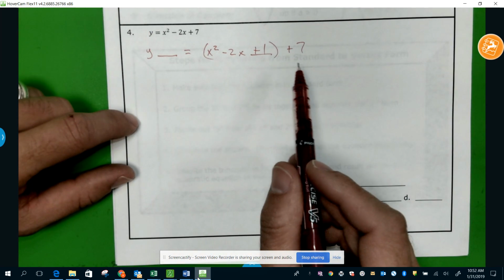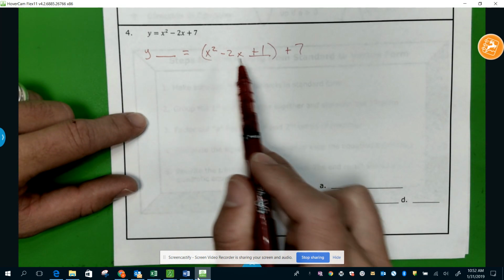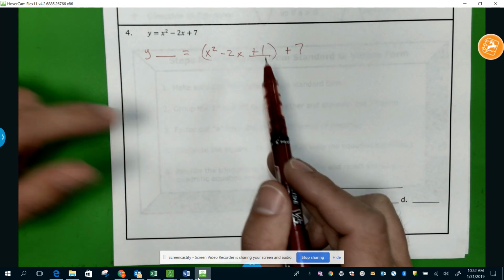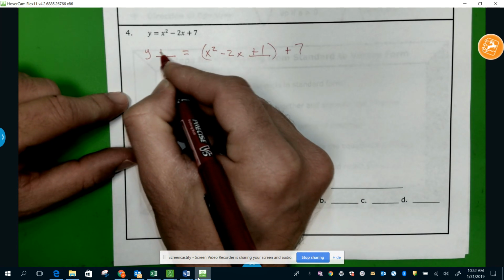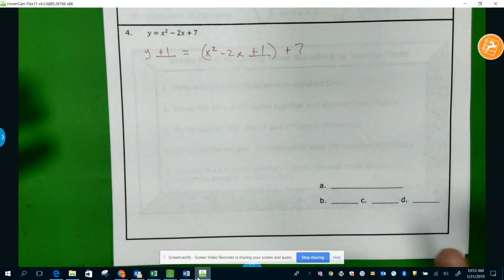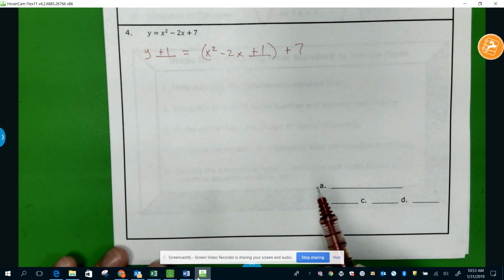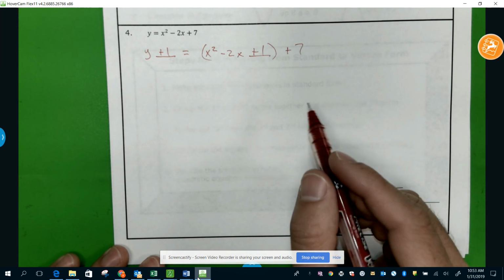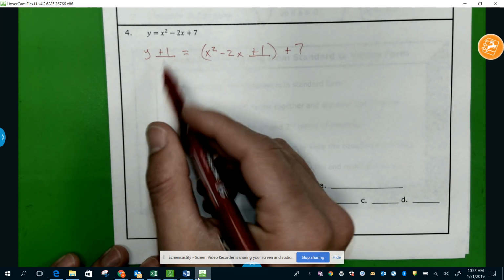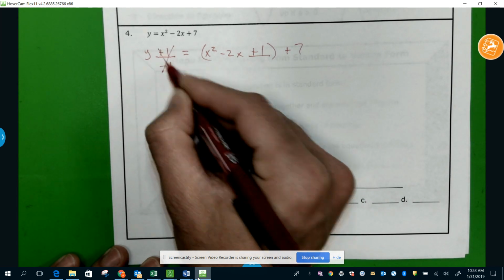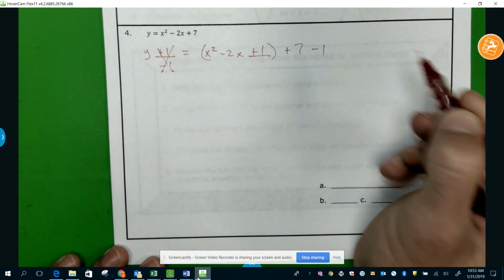Now, since my blank is on the other side of the equal sign, we have to keep everything balanced. So if I put a positive 1 on the right side, I've got to also put a positive 1 on the left side. Got to keep it balanced. Got to do the same thing to both sides. So now to get rid of that positive 1, to get our y by itself, we have to subtract 1. So it cancels. So we have to come over here and subtract 1.